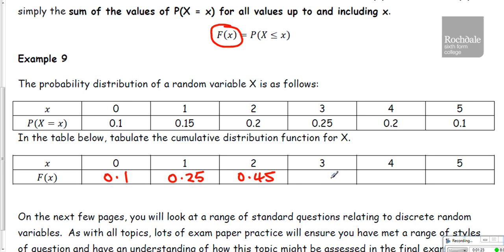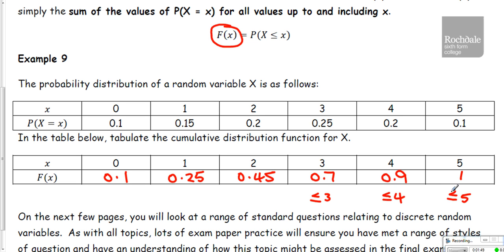The next box is the chances of getting up to and including 3, so less than or equal to 3. 0.45 add 0.25 is 0.7. The next one is the chances of getting up to and including 4. And the chances of getting up to and including 5? Well, the last one should always equal 1 because that covers all the possibilities.